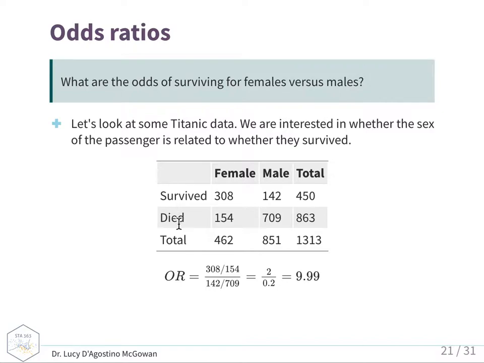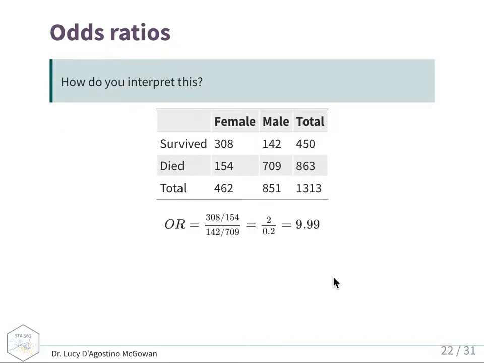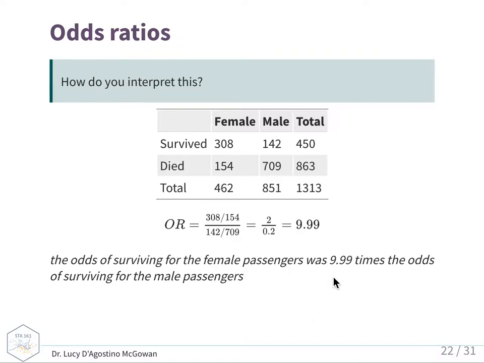The odds ratio is going to be 308 divided by 154, divided by 142 divided by 709. So 2 over 0.2, or 9.99. Let's interpret this. The odds of surviving for female passengers was 9.99 times the odds of surviving for male passengers.